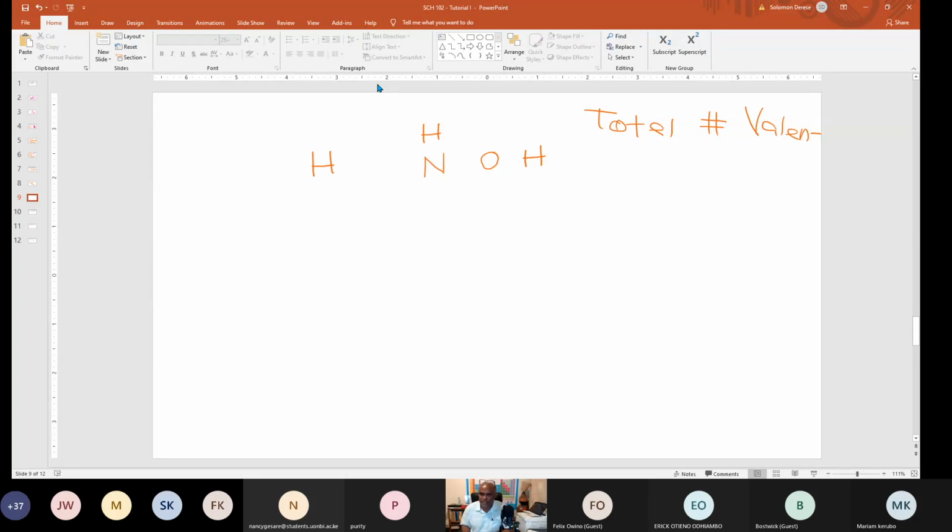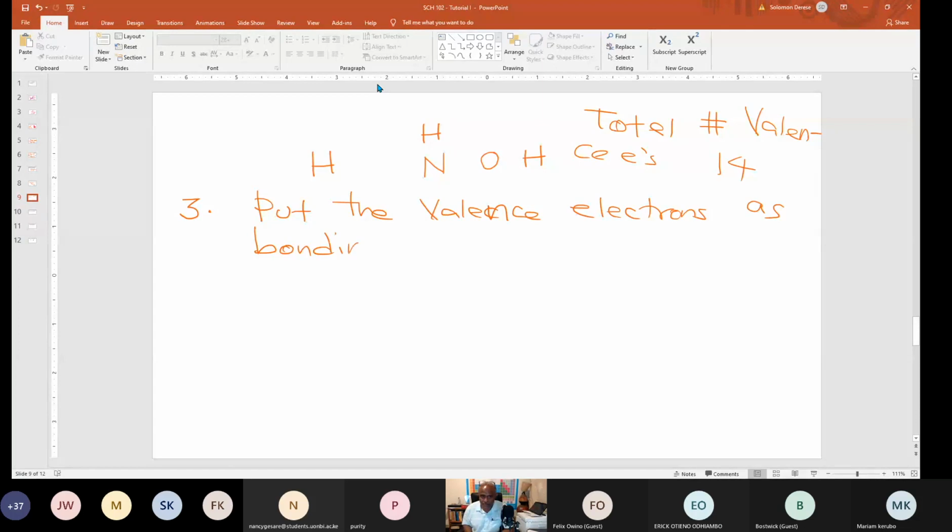The total number of valence electrons is 14. So now step 3, put the valence electrons as bonding first and non-bonding electrons.